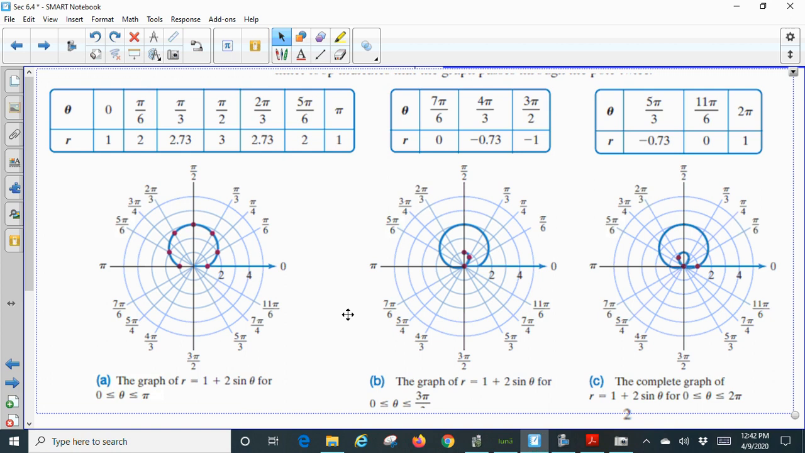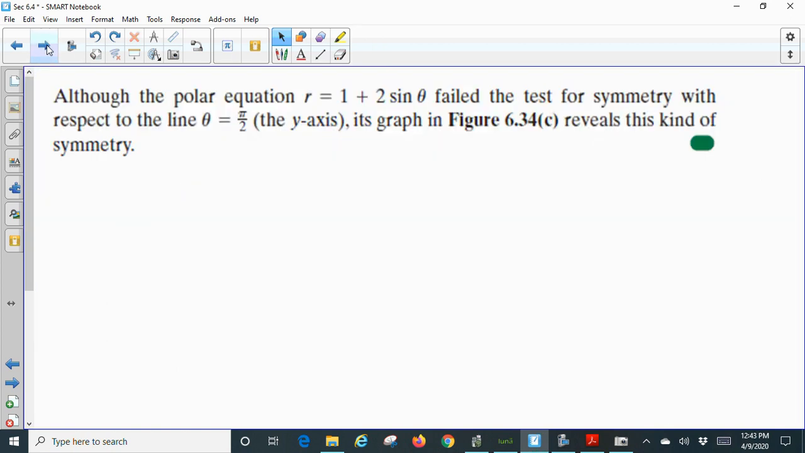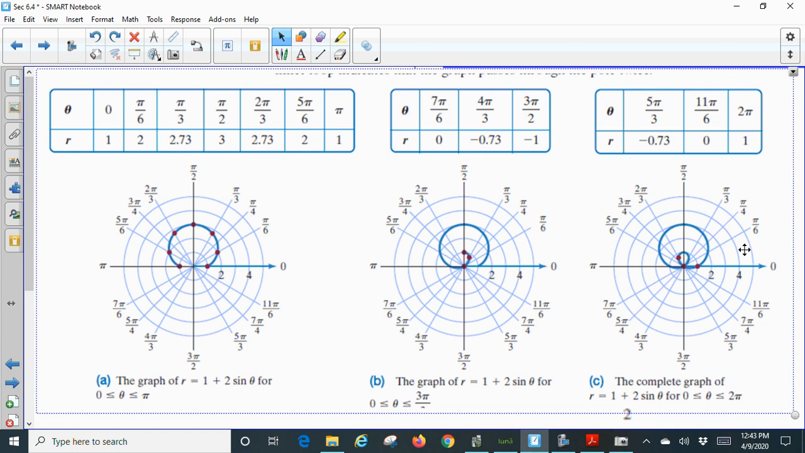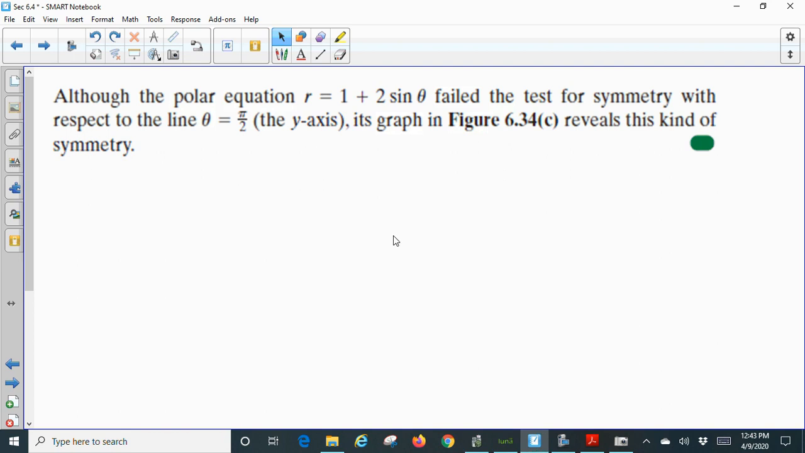You'll notice we got a very similar shape to what we had before, but before we were centered over the y-axis, and now we're centered on the x-axis, or polar axis. So, although our polar equation failed the test for symmetry, if we go back and look at it, you can see that it is still symmetrical about the y-axis. So it does have y-axis symmetry, even though it failed that test.